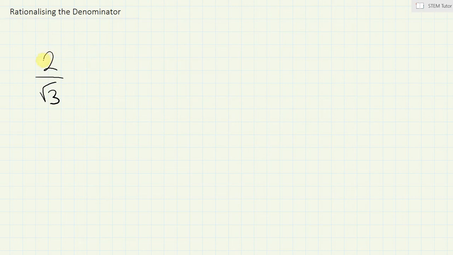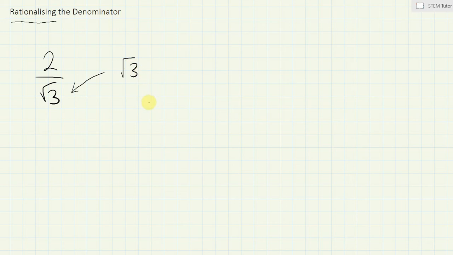So here we have a fraction, we have 2 over root 3. Now what we mean when we say rationalise the denominator, that means that we want a fraction where the denominator, so that is the number at the bottom of the fraction, is a rational number. At the moment, this fraction has an irrational denominator. That is, root 3 is an irrational number.